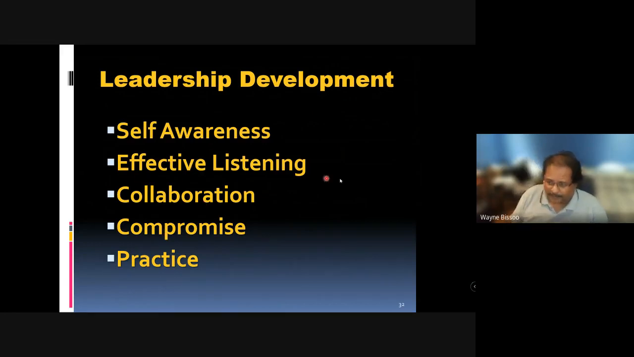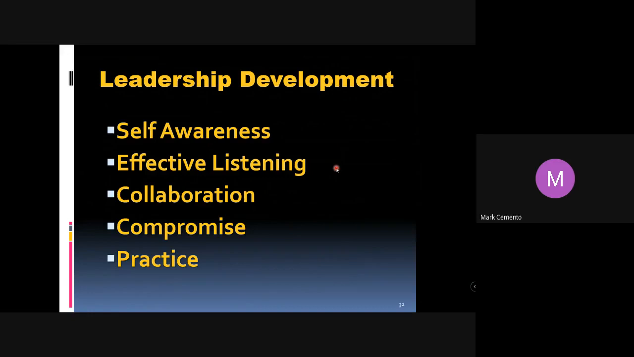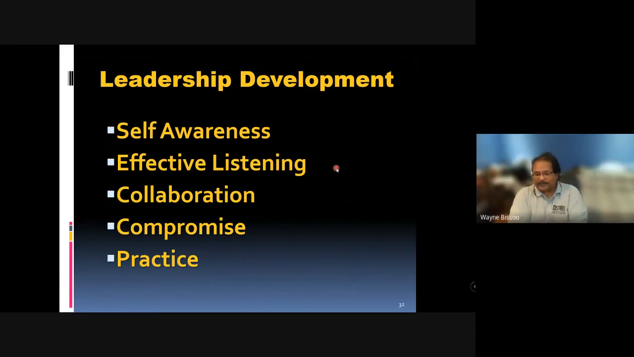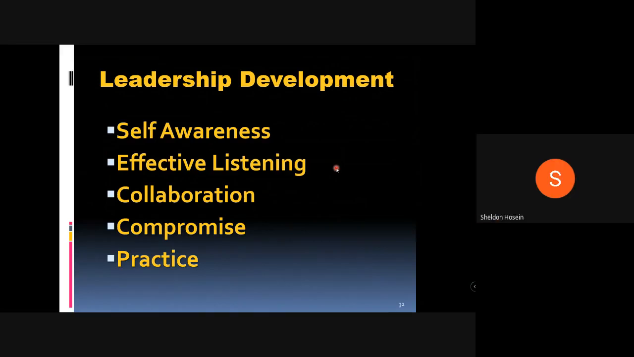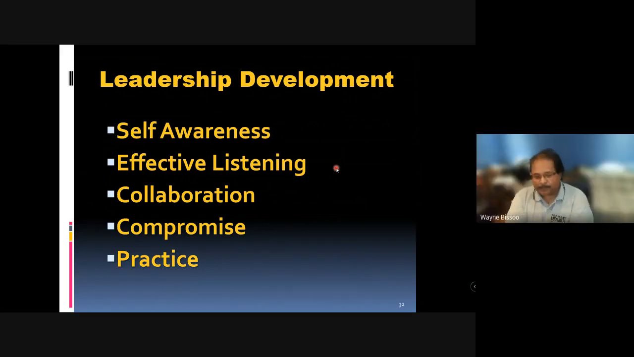Now, what is effective listening? Anybody? How do we effectively listen? We're listening right now. But how do we effectively do so? What's the number one requirement for being able to listen effectively? Giving somebody undivided attention. That's part of the process of effective listening. Giving them feedback. That's also part of the process.